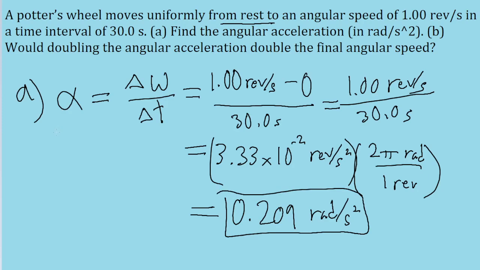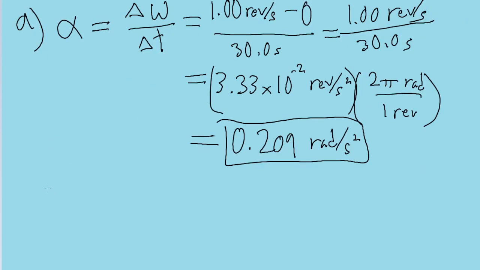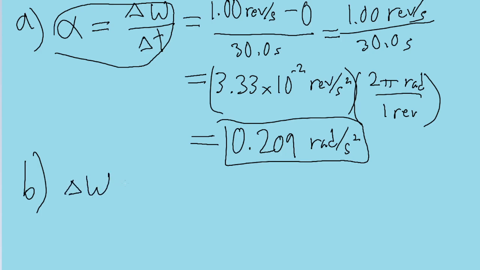Part B asks whether doubling the angular acceleration would double the final angular speed. We can figure this part out logically simply by looking at the equation we used to solve for part A. If we rewrite this angular acceleration equation to solve for the change in angular velocity, then we can see that the change in angular velocity is equal to the angular acceleration multiplied by the time interval.